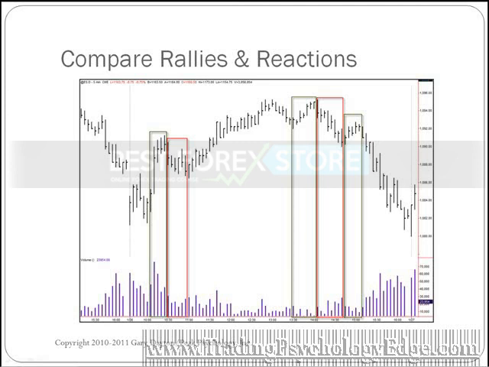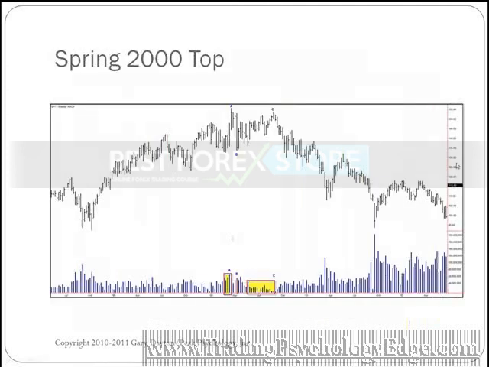And that's what we're saying here. Okay, let's look now at the 2000 top here in the spring. This is a weekly chart, and I'll drill it down into a daily chart. It's very good to look at old tops. Go back as far as the data you can get and do this. It's really, really helpful. Same thing with bottoms, and you'll start to see these patterns just play right out.